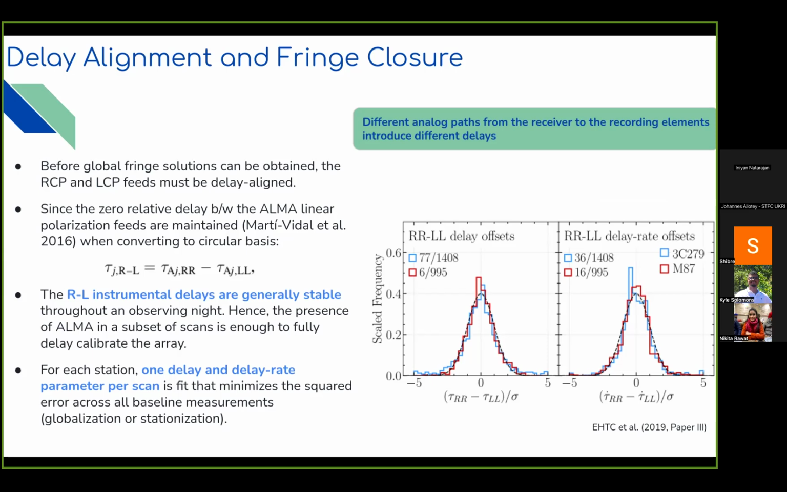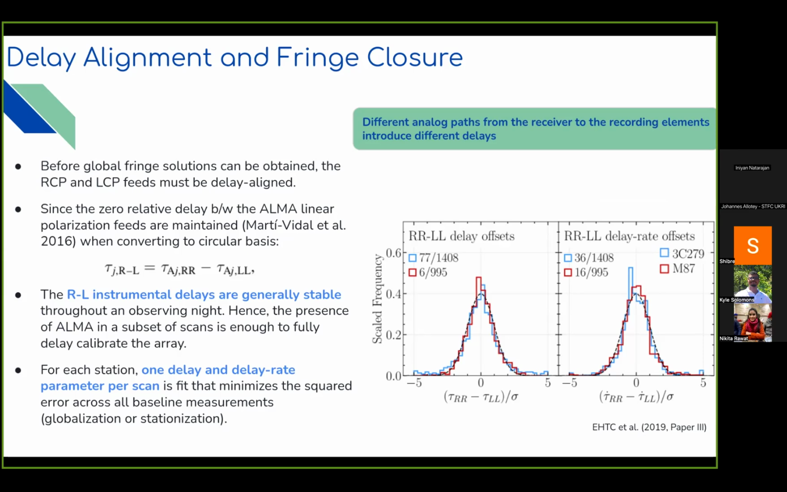So the relative delays between the two orthogonal polarization feeds in ALMA are calibrated carefully, and you can expect them to be 0. So we use that property of ALMA to reference all the other phases to ALMA phases, to make sure all the other delays or delay rates are referenced to ALMA delays, and try to align the left and right delays and delay rates for the different stations.